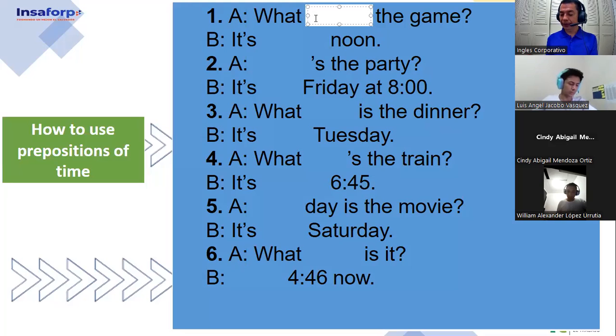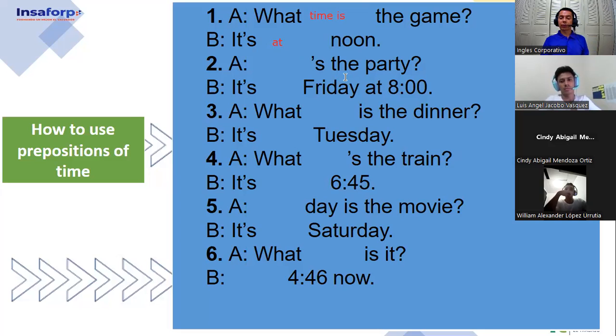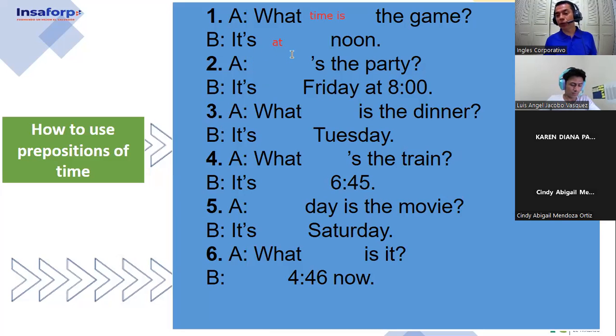Group number two, please. What time? You can use contraction or no, right? What time is the game? Good. And it's at noon. Thank you very much. In this case, we don't use do or does. No, because we have the verb to be, right? Okay, good. Now, we say it is at noon, right? Siempre que usamos el verbo to be, no se aplica el do ni el does.